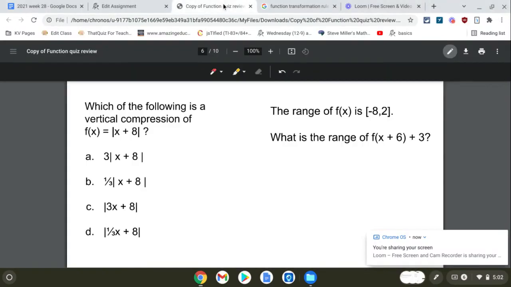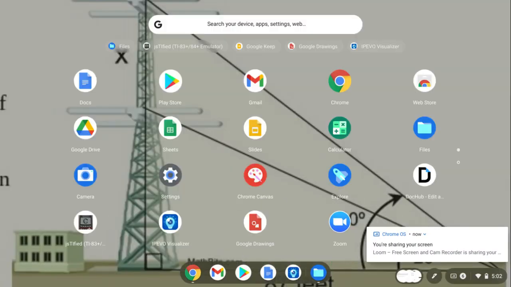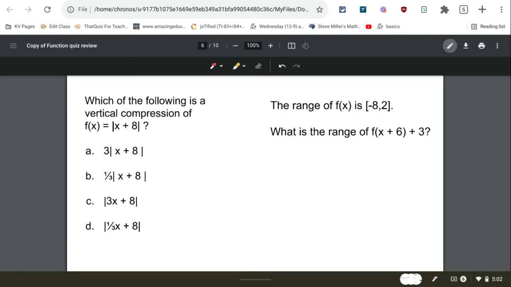All right. Which of the following is a vertical compression of x plus 8 in the absolute values? All right, so for a vertical compression, anything vertical is going to have to be done to the outside of the function. Whenever you add or subtract on the outside, it moves it up and down. So it's got to be A or B.